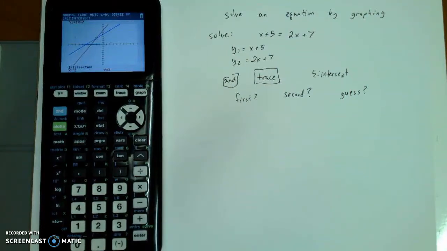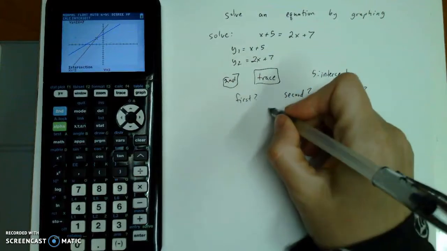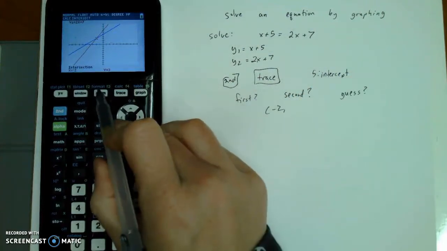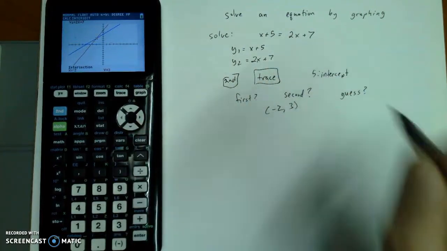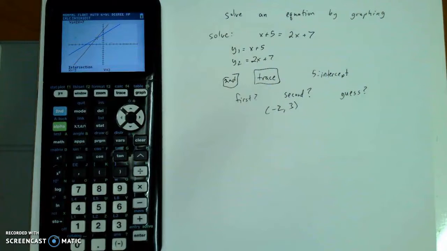And we thought it was -2. Looks like it is indeed -2. And you'll notice my calculator does also give me the y value. We don't normally ask for that in math class, but if we need it, we definitely have it.